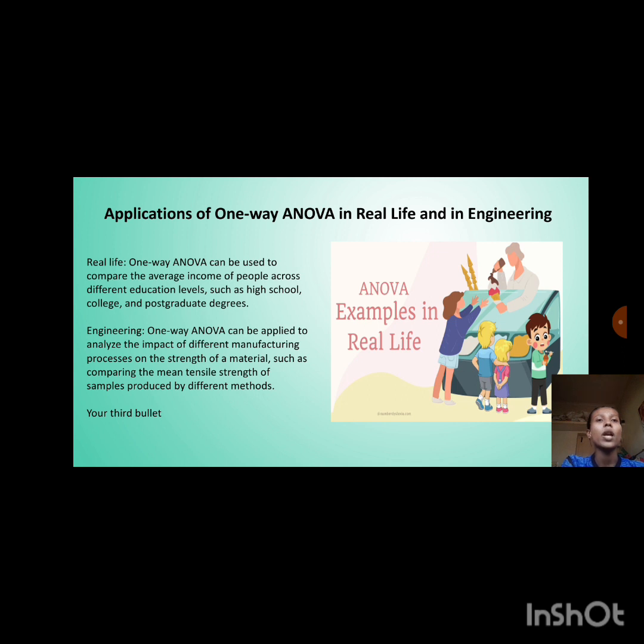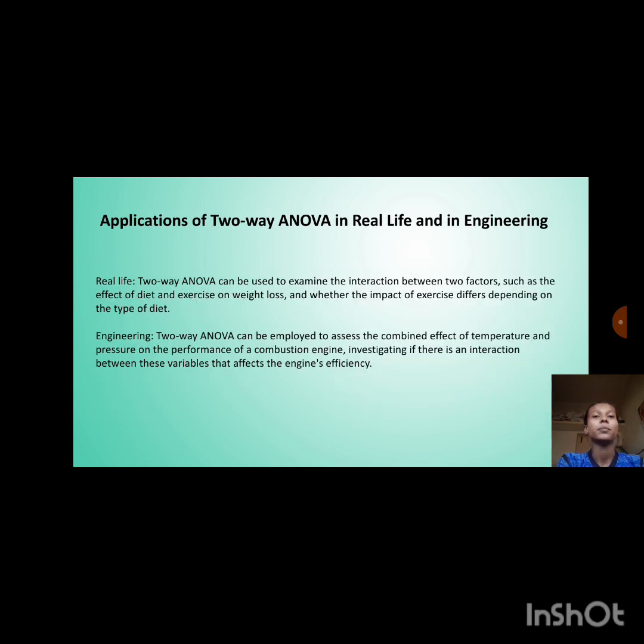Application of one-way ANOVA in real life and in engineering. Real life: one-way ANOVA can be used to compare the average income of people across different education levels, such as high school, college, and post-graduation degrees. Engineering: one-way ANOVA can be applied to analyze the impact of different manufacturing processes on the strength of a material, such as comparing the mean tensile strength of samples produced by different methods.